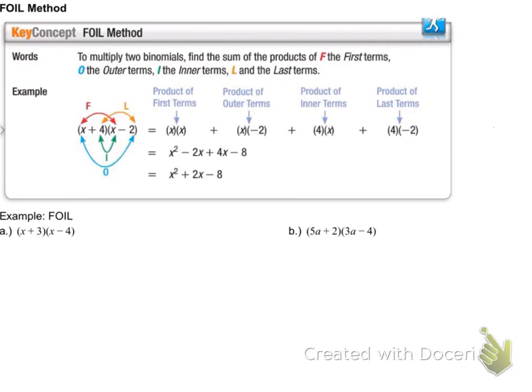I multiply the first term in each group. O is for the outside terms, the ones furthest away from each other. I is the innards, the ones that are next to each other in the brackets or parentheses. And L, the last terms, the last two in the group, get multiplied together. You multiply them, you add them, and you get yourself a quadratic when you gather up like terms.